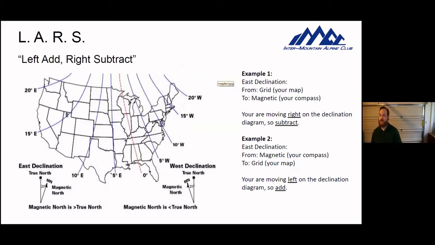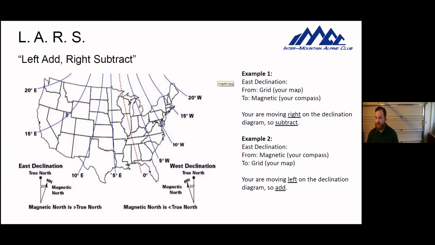And you use the acronym LARS, left add, right subtract, to determine that conversion. Some maps, especially military maps, will have it written out underneath the declination diagram. It's awesome. It's because the military likes to idiot-proof stuff, but they try very hard to. It's pretty much impossible, but they try very hard to do it. But a lot of civilian maps, USGS maps, won't have that. They'll just have the diagram itself. So you have to remember left add, right subtract.